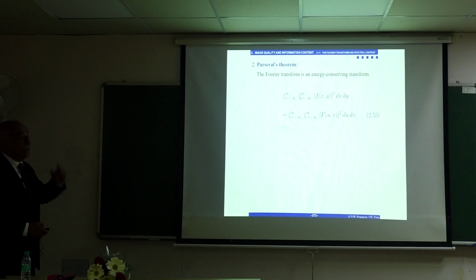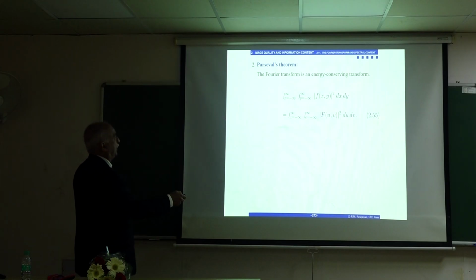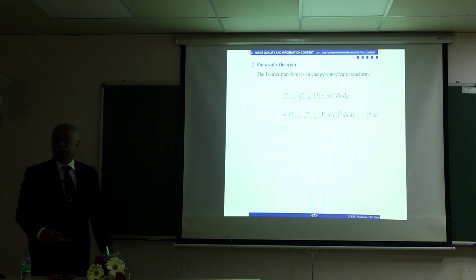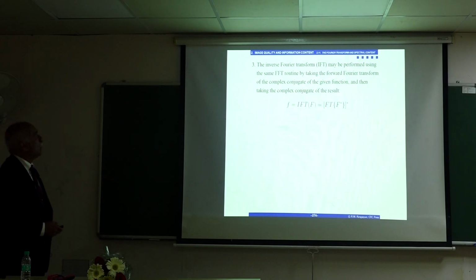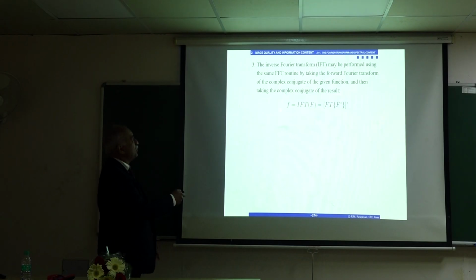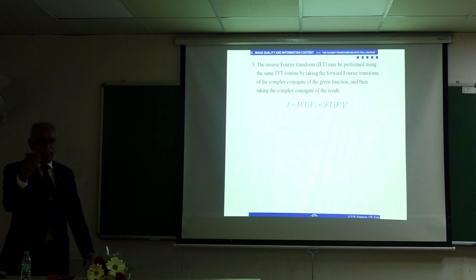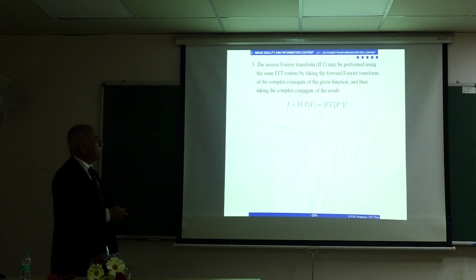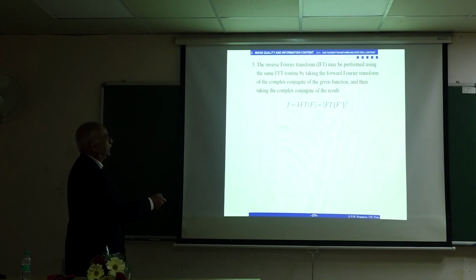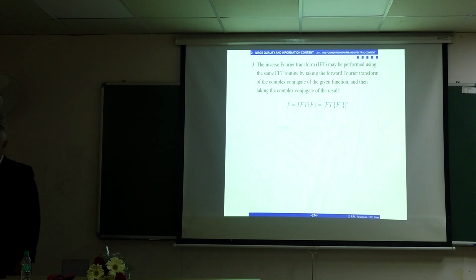Parseval's theorem says energy should be conserved, so the integral of |f(x,y)|^2 should be equal to the integral of |F(u,v)|^2. The inverse Fourier transform is the Fourier transform of the conjugate of the frequency domain function, and then the conjugate of that. So forward and inverse Fourier transforms can be computed using the same FFT algorithm. For the inverse, you take the conjugate, take the Fourier transform, and take the conjugate of that. That becomes the inverse transform. The same in 1D also.